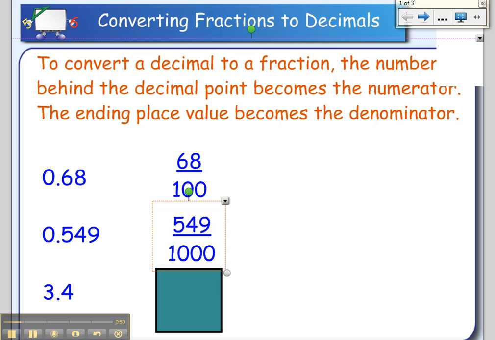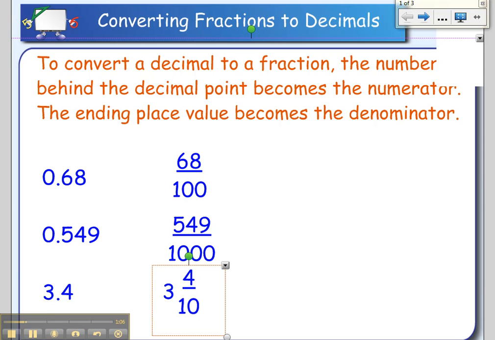My last one is the trickiest one. If I have 3.4, I would say that as 3 and 4 tenths. So the 3 is going to be the big number out in front. That's my whole number. The 4 is going to become my numerator, and it ends in the tenths place, so I get 3 and 4 tenths.